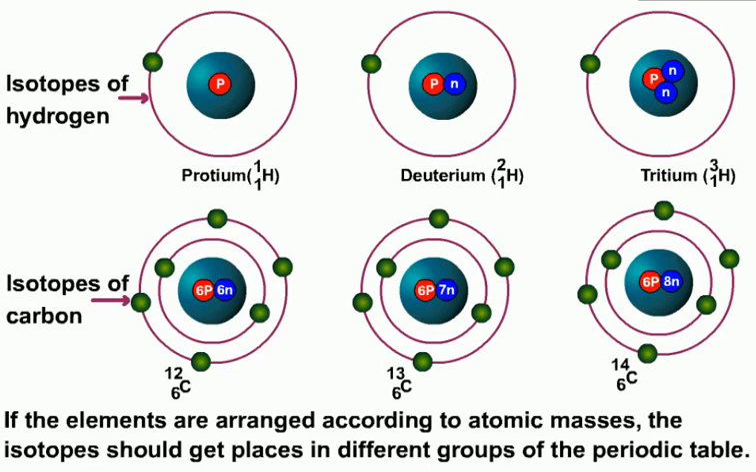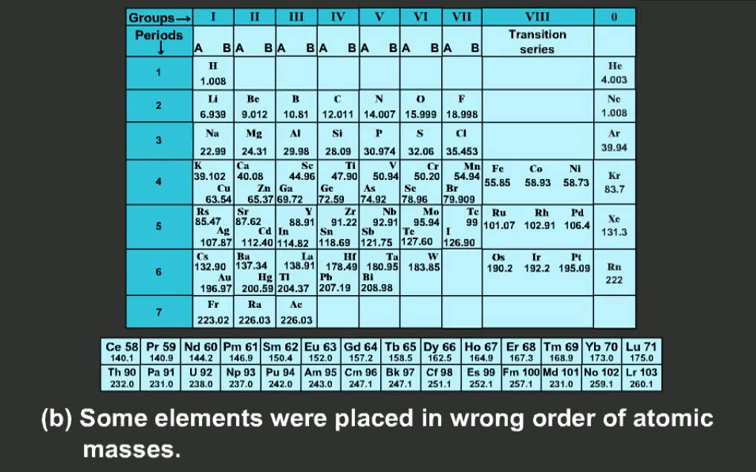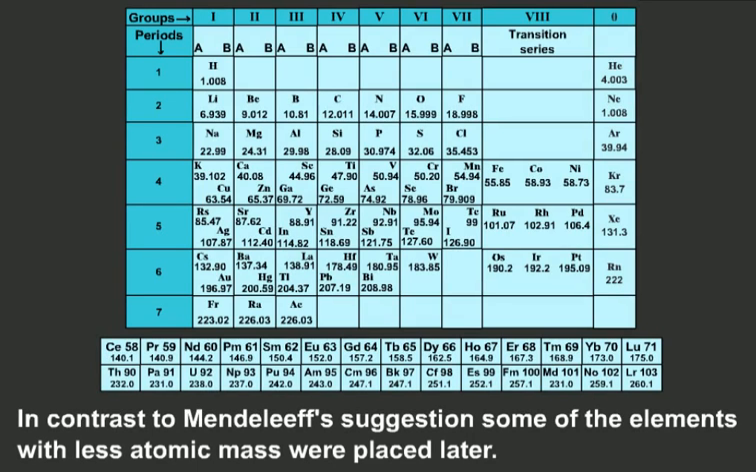If the elements are arranged according to atomic masses, the isotopes should get places in different groups of the periodic table. The isotopes were not given a separate place in his periodic table. B. Some elements were placed in wrong order of atomic masses. Students, in contrast to Mendeleeff's suggestion, some of the elements with less atomic mass were placed later.